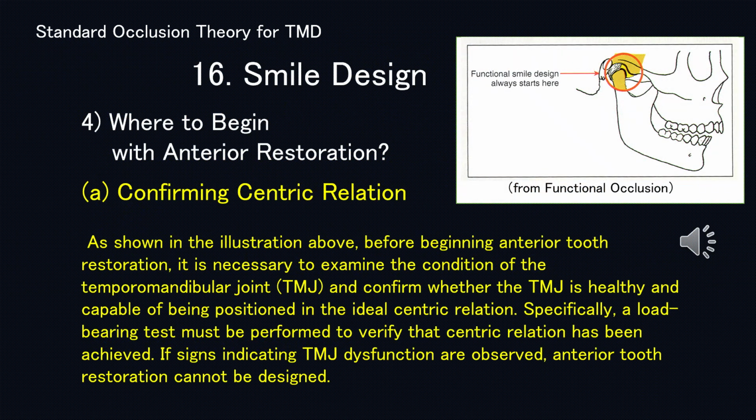A. Confirming centric relation. As shown in the illustration above, before beginning anterior tooth restoration, it is necessary to examine the condition of the temporomandibular joint and confirm whether the TMJ is healthy and capable of being positioned in the ideal centric relation. Specifically, a load-bearing test must be performed to verify that centric relation has been achieved. If signs indicating TMJ dysfunction are observed, anterior tooth restoration cannot be designed.